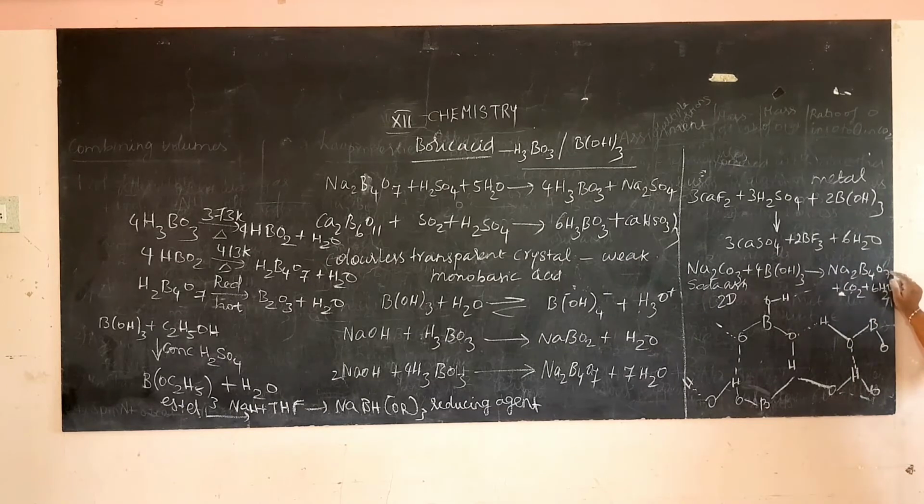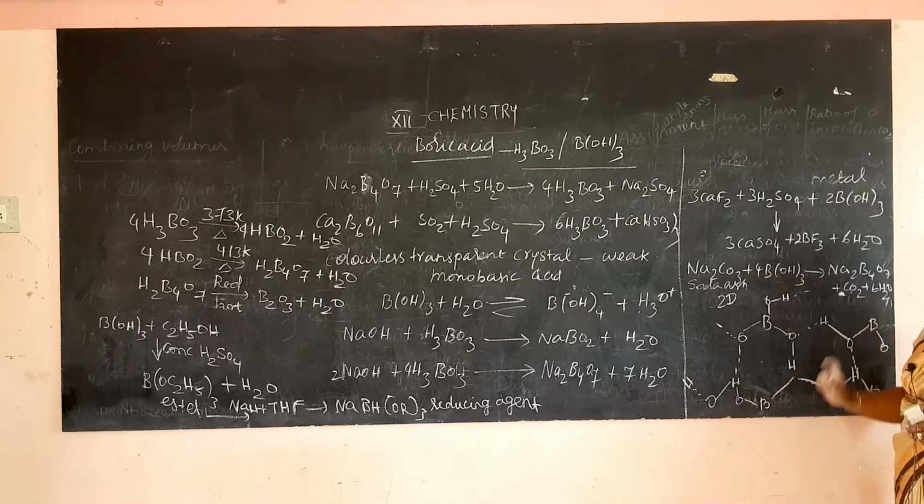Na2B4O7 is nothing but borax. Borax plus 6CO2 plus 6H2O is formed. This is the chemical property of borax.